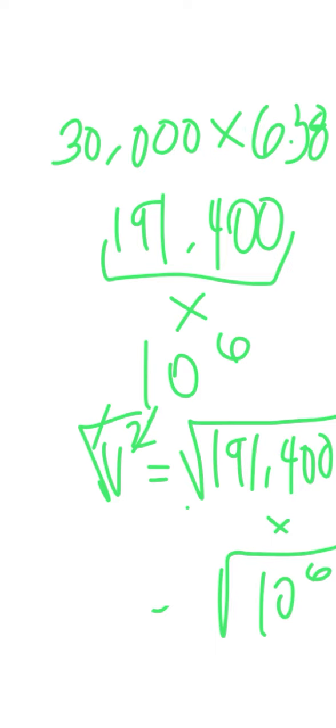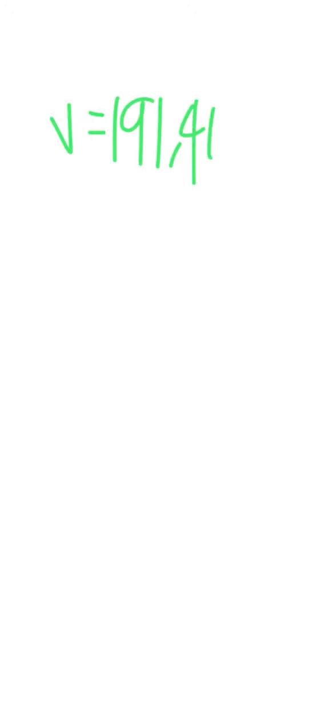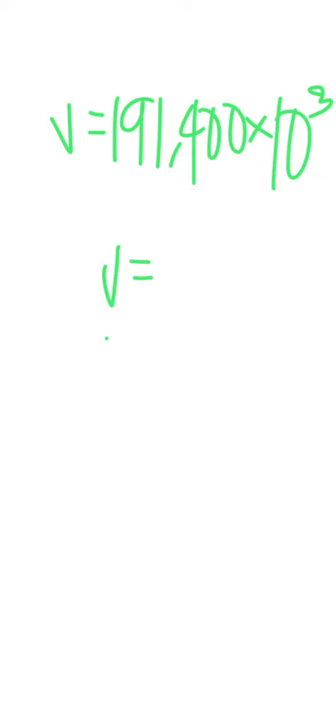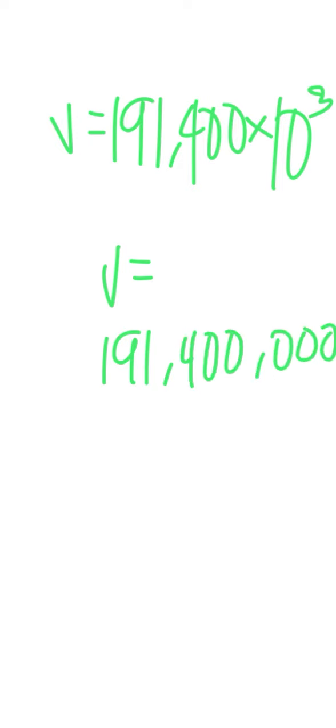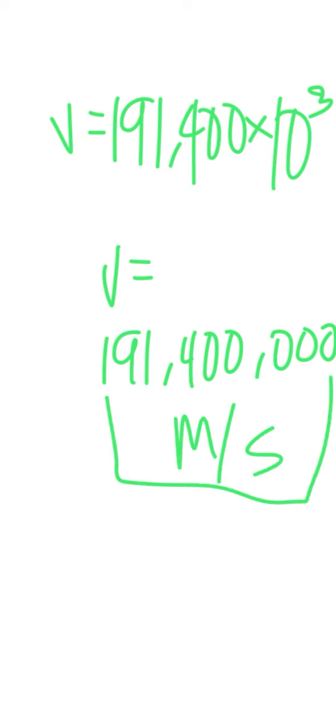So if we take the square root of both sides of this whole equation, you're going to have v equals 191,400 times 10 to the third power. And then once you multiply these two, you're going to have that v equals 191 meters per second. And this is the velocity of the orbit of Earth around the Sun.